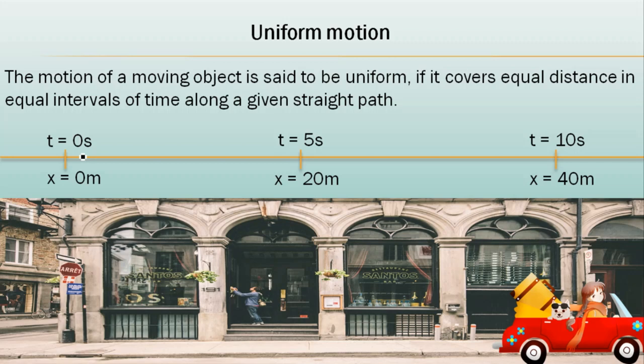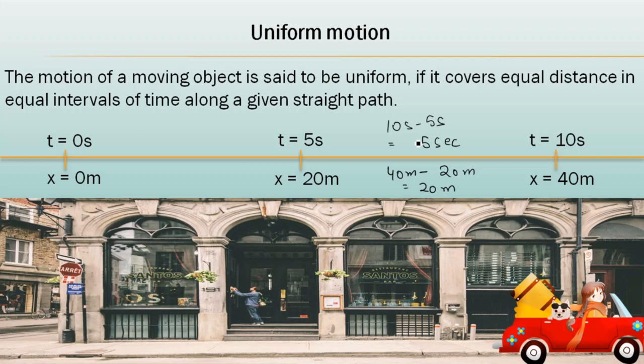After 5 seconds, the car covers 20 meters. Then see here, 5 seconds is there, then 10 seconds is there. What is the gap between these two times? The gap is 10 seconds minus 5 seconds, that is, 5 seconds. So after another 5 seconds, how much distance does it cover? You can see the distance here is 40 meters, and here the distance is 20 meters. So it covers 20 meters again, the same distance in equal intervals of time.